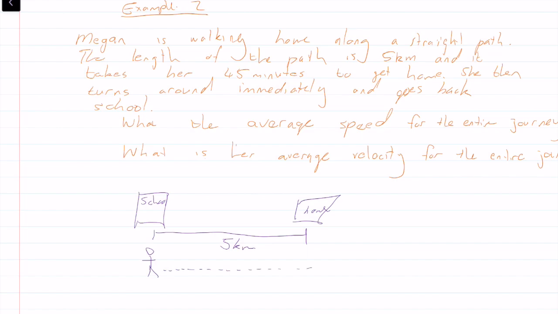At this point, t is equal to 0. I'm going to say that's 0, so that's when she leaves. Then she gets home. At this point, t1 is equal to 30 minutes. Then she turns around and goes back to school. At this point, t2 is equal to 60, because it takes her 30 minutes to walk home, and then from home to school it'll take the exact same time.